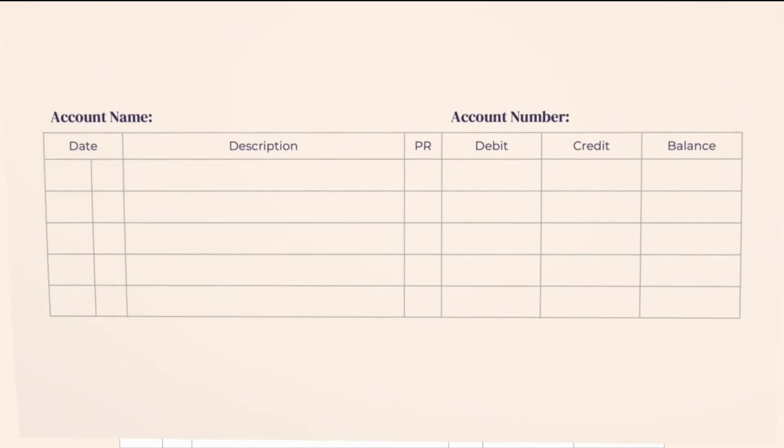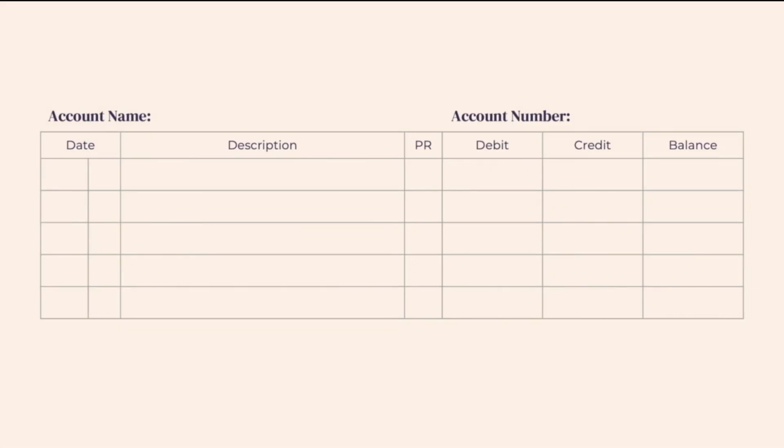Same as with the journalizing, I encourage you to pause the video and try nyo mag-posting ng other account titles. Use the journal entries and the chart of accounts. After a while, I will flash all the general ledger.